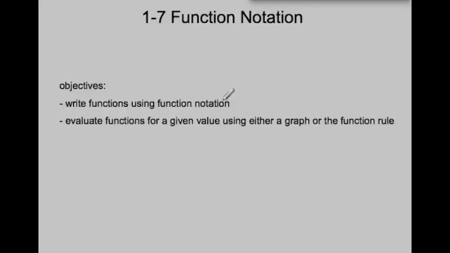Remember from section 1.6 we talked about what a function is, when a relation is a function. And that was when every input, or every element of the domain, only has one output. Or every element of the domain is only related to one element in the range.